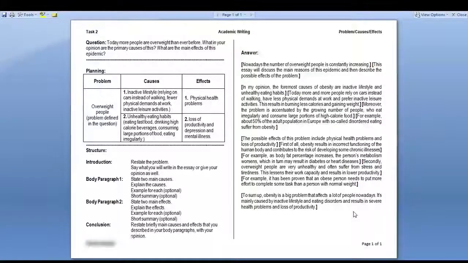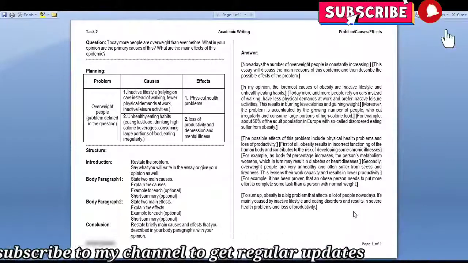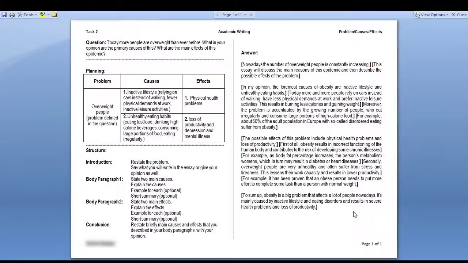Next cause is unhealthy eating habits. We already know that a lot of people eat fast food, high calorie food, okay, drinking high calorie beverages, consuming large portions of food, eating irregularly. Now these are some of the causes for being overweight. If people start taking their meals regularly and in small portions, and stop eating fast food and eat healthy, that is a solution.